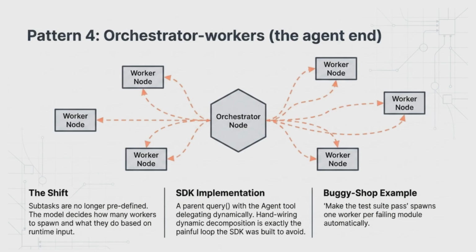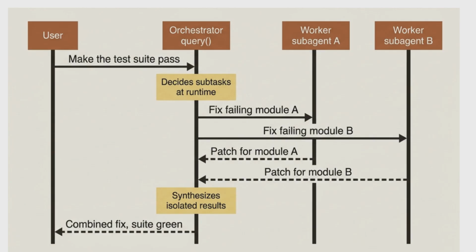This is the most agentic of the patterns, and it maps directly onto a parent agent with the agent tool delegating to sub-agents, except here you let the parent decide how many workers and what each does, rather than scripting it. For buggy shop, an orchestrator handed "make the test sweep pass" might spawn 1 worker per failing module, each fixing its own file, then synthesize the results.